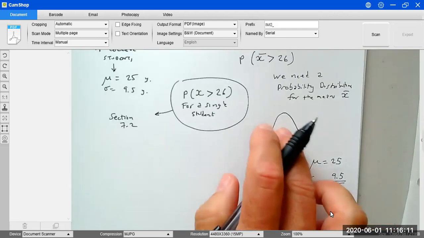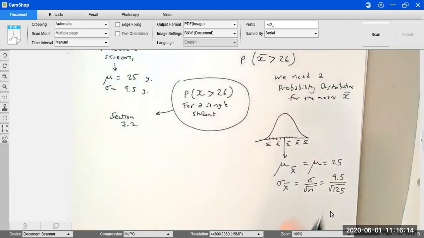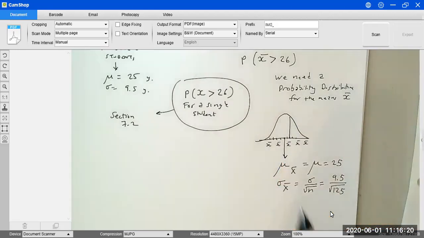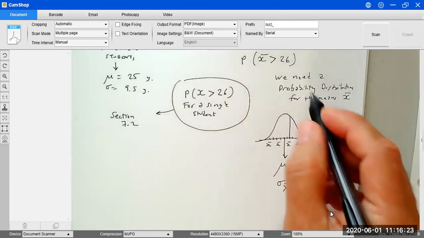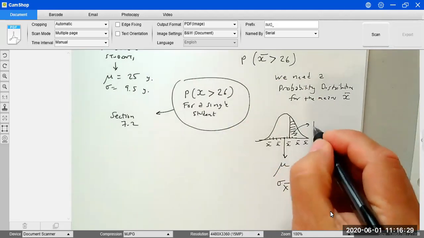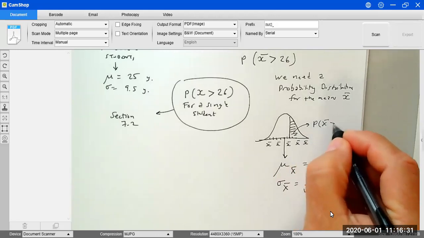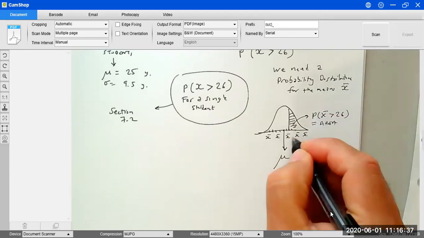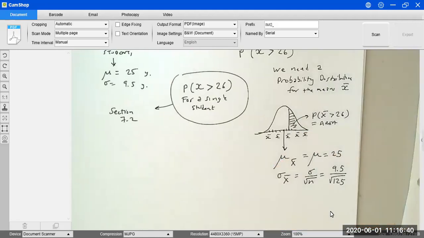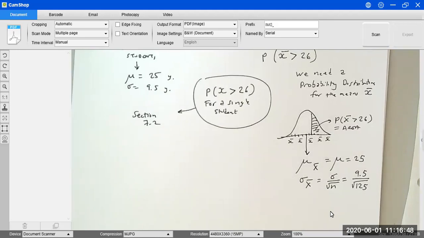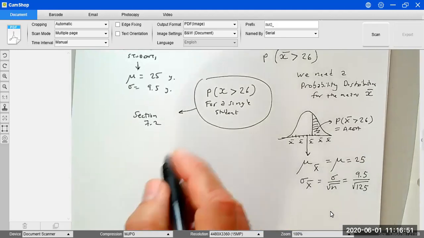So with this new distribution, now you're going to be able to look for the area. So this probability is going to be this area. This is the probability that the mean is greater than 26. That's the area to the right of X bar equals 26. So we're going to use the same formula as before. We have two courses of action. We can find the z-score now.